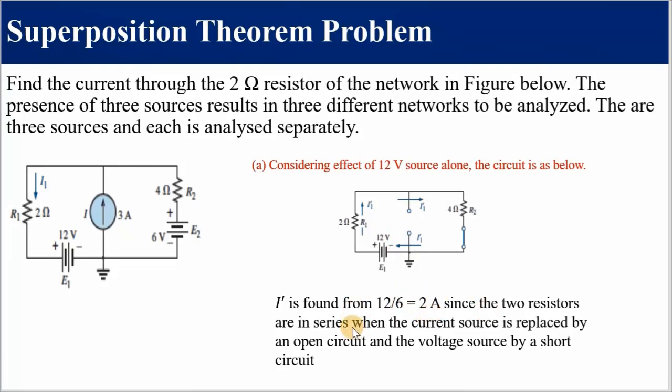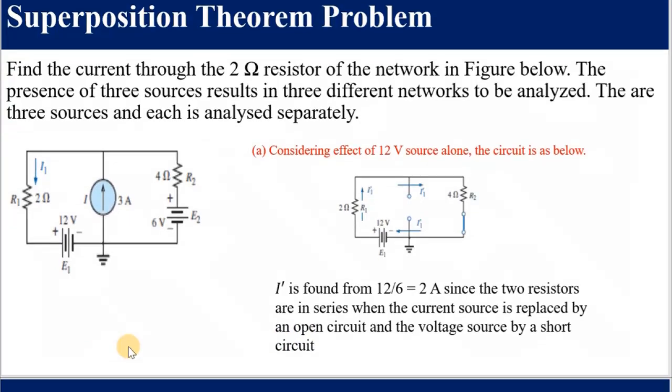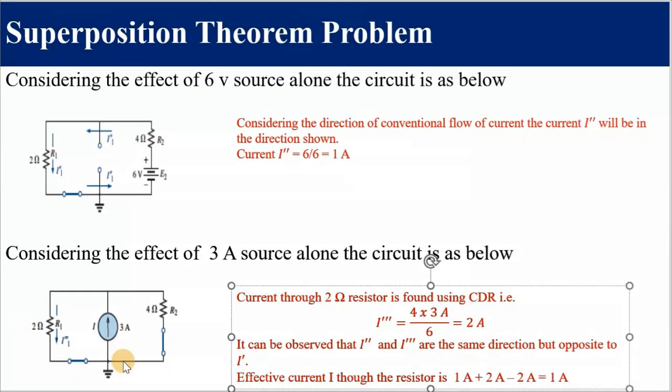Since the two resistors are in series when the current source is replaced by an open circuit and E2 replaced by a short circuit. Let's proceed to the next step, the analysis of the other source. We are not yet done. We now want to analyze the effect of the 6 volt source. And how do you proceed? You replace this with a short circuit and this with an open circuit.